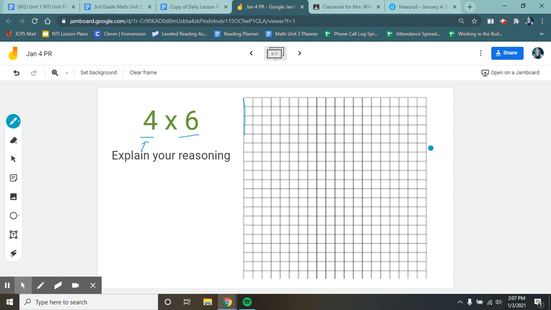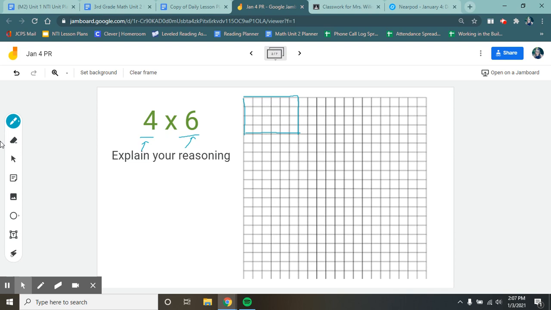I made 4 columns. Now I have to look at my second factor, which is 6. So I need to go across 6 rows. So let's do that. 1, 2, 3, 4, 5, 6. All right. And once you've created these two lines, you have enough information to be able to connect and create your rectangle.